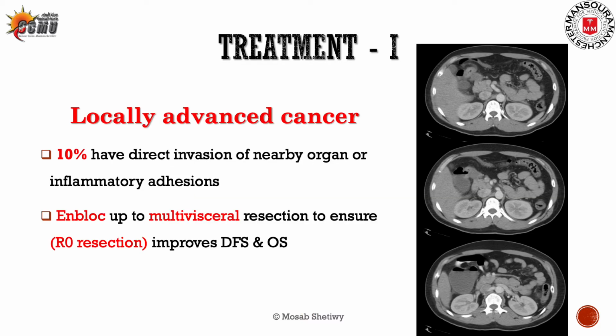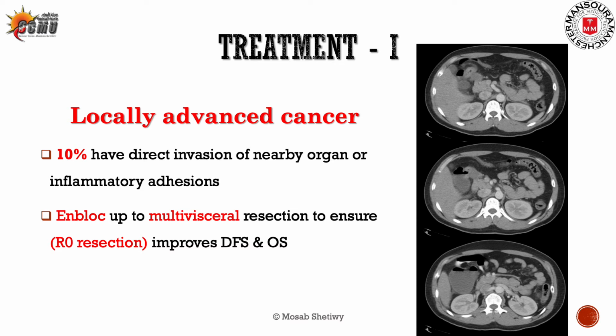Next, the locally advanced disease. 10% of tumors tend to spread directly to nearby organs, and so this mandates en bloc resection up to multi-organ or vessel resection to ensure an R0 resection and thus improve disease-free survival and overall survival. And that is seen in some cases, for example, with locally advanced right colon cancer that penetrates through the wall of the colon to the anterior abdominal wall, for example, or to a nearby structure.